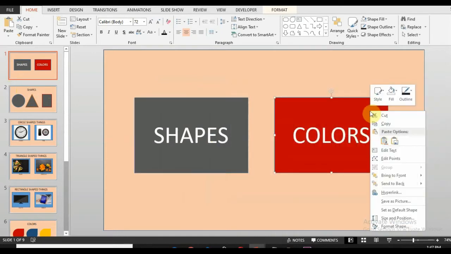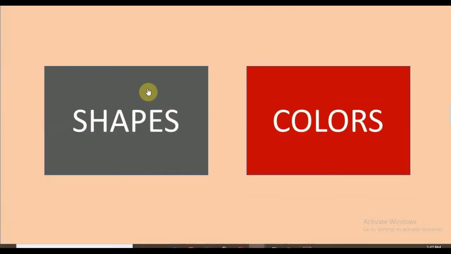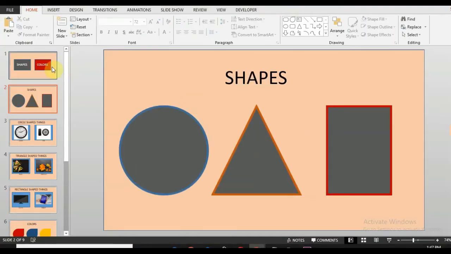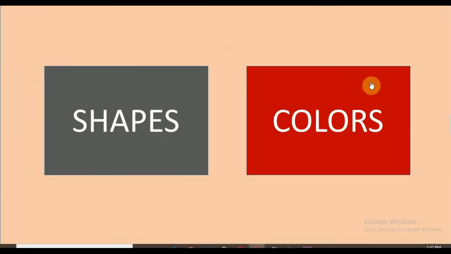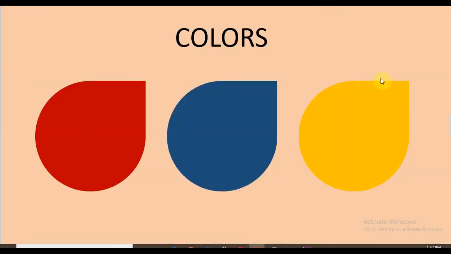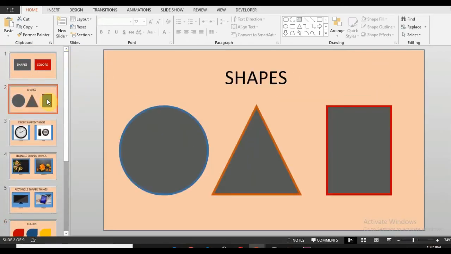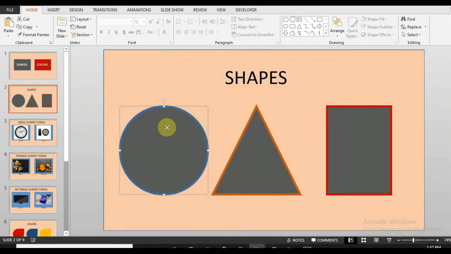We do the same process with the colors button, but this time, let's choose slide 6 as our landing slide. Now let's try if it's working. Perfect. So let's get to work by doing the same procedure to the parts where we want to be clickable. When we click the circle, it should land on slide 3, triangle on slide 4, and rectangle on slide 5.